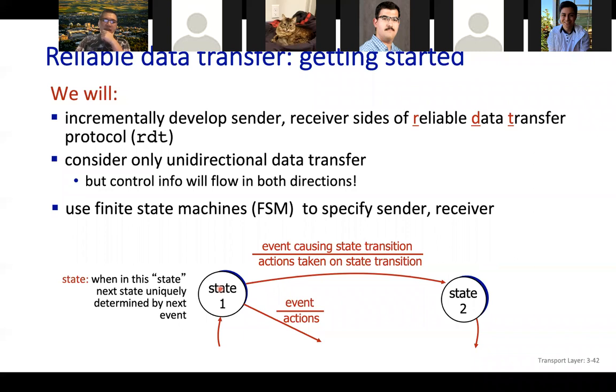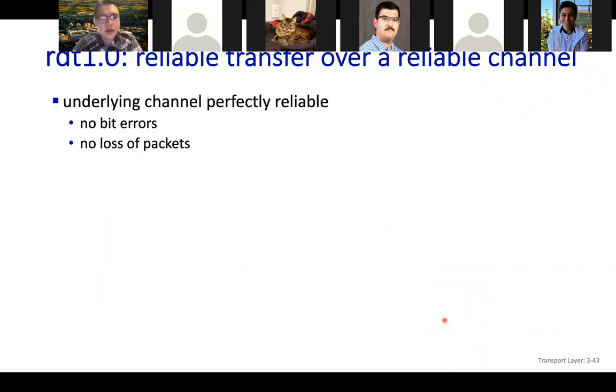But in general, we have different states in the protocol itself, and there are different conditions that trigger the state to change from one to another. That's the general high level idea of why we want to use the FSM here. Okay, so let me continue. Let's see the first reliable transfer protocol. It's a very simple, straightforward protocol, so we call it 1.0. Here the underlying channel is perfectly reliable.